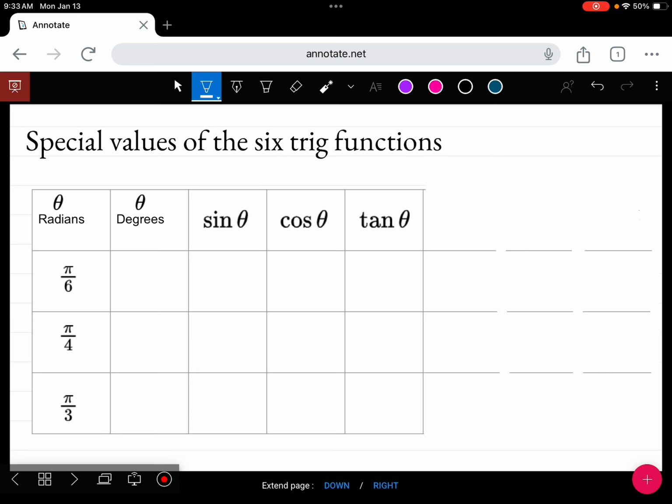All right. So the first thing we need to do is figure out what these are in degrees. How do I switch pi over 6 to be degrees?